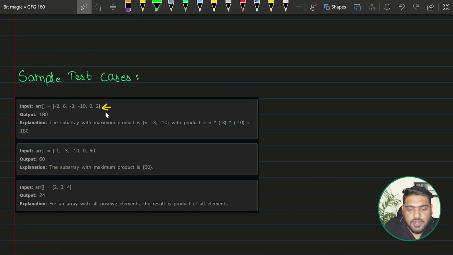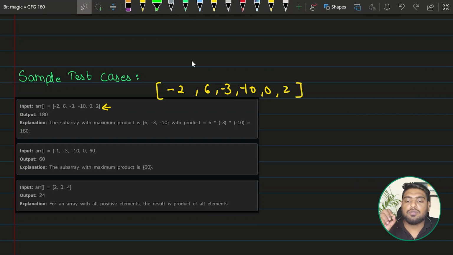This one. You're given an array ARR. It says it's -2, 6, -3, 10, 0, and 2. Now out of this array, you need to choose one subarray such that once you multiply all of the elements of that array, you get a product which is the maximum of all the subarrays that you might possibly have. In our case, let's suppose we take this subarray, -3 and -10. Well, it would give us the answer 30, and that is going to be positive. So yes, it is still a bigger number, but can we have a bigger number than 30?